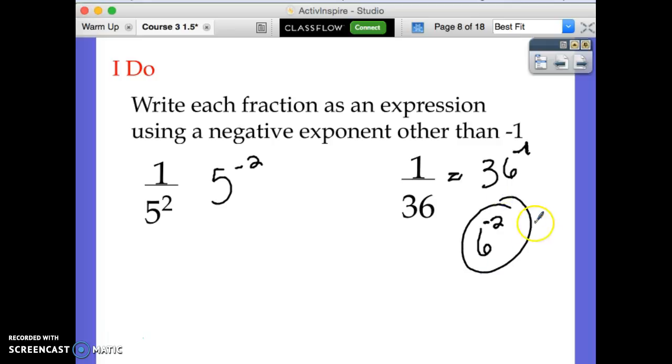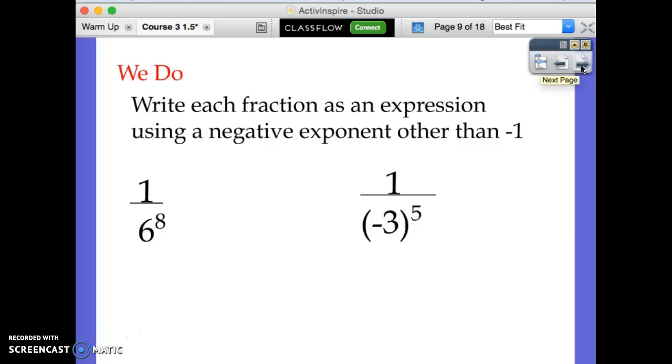This would cause this to be 1 over 6 squared. 6 times 6 is 36. So those things are all equal. So this guy is my answer. That's kind of confusing, so let's look at a couple more.